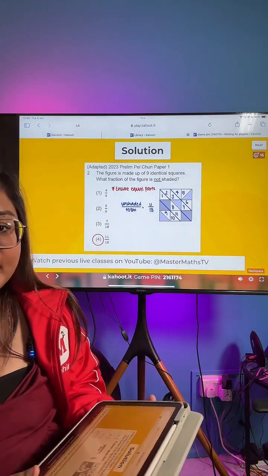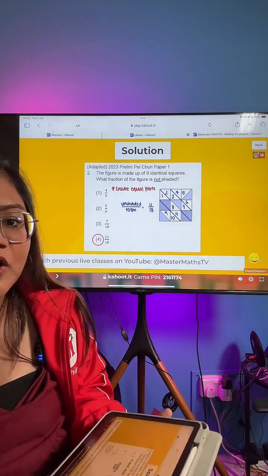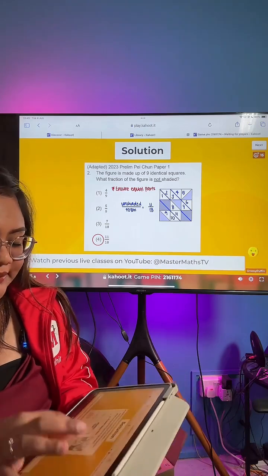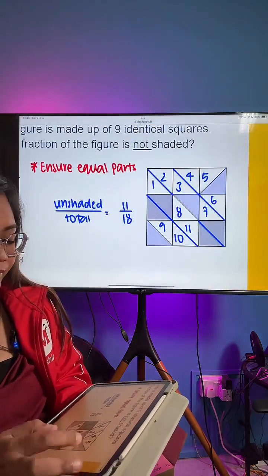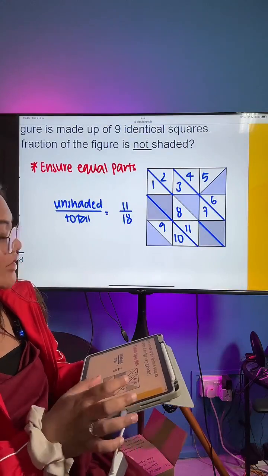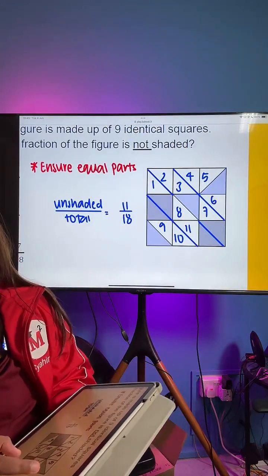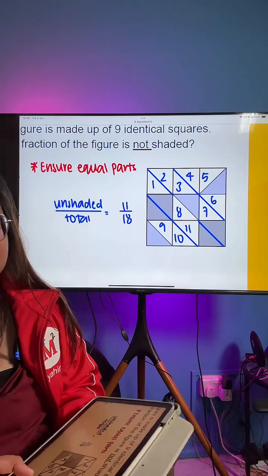Okay, everybody good? Okay, all you got to count is the unshaded parts. The one that I'm counting here is unshaded. So I have 11 unshaded triangles out of a total 18 triangles. Alright?